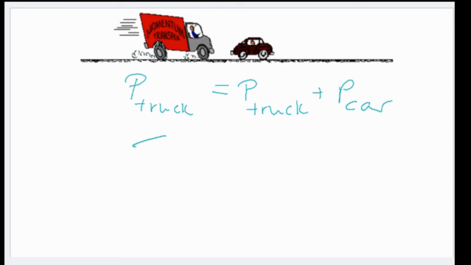Perhaps you looked at this from the perspective of momentum. You would have said that the momentum of the truck before the collision was equal to the momentum of the truck and the car after the collision. This is simply adding up the momentum before the collision and saying that it is equal to the momentum after the collision.